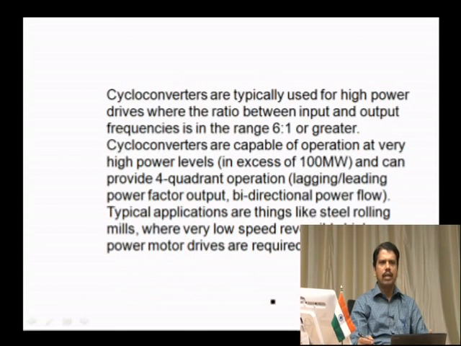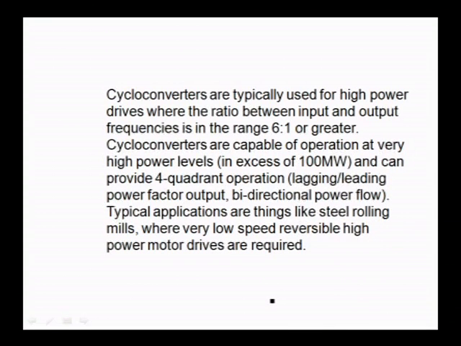So, I already told you cycloconverters are used in high power drives where the ratio between input and output frequencies is in the range 6:1 or greater. Cycloconverters are capable of operating at high power levels in excess of 100 megawatts, again providing 4 quadrant operation, providing lagging and leading power factors and bidirectional power transfers, reversible drives, both forward and reverse directions, especially in applications like steel rolling mills.